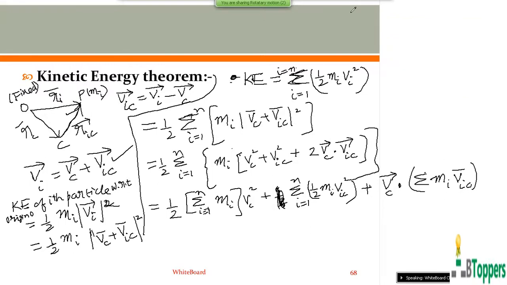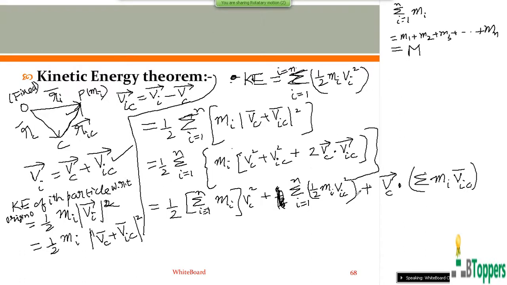So sigma mi, with i varied from 1 to n, means m1 plus m2 plus m3 and so on up to mn. The sum of the masses of all the n particles of the system, which we call the total mass of the system, can be denoted by capital M.